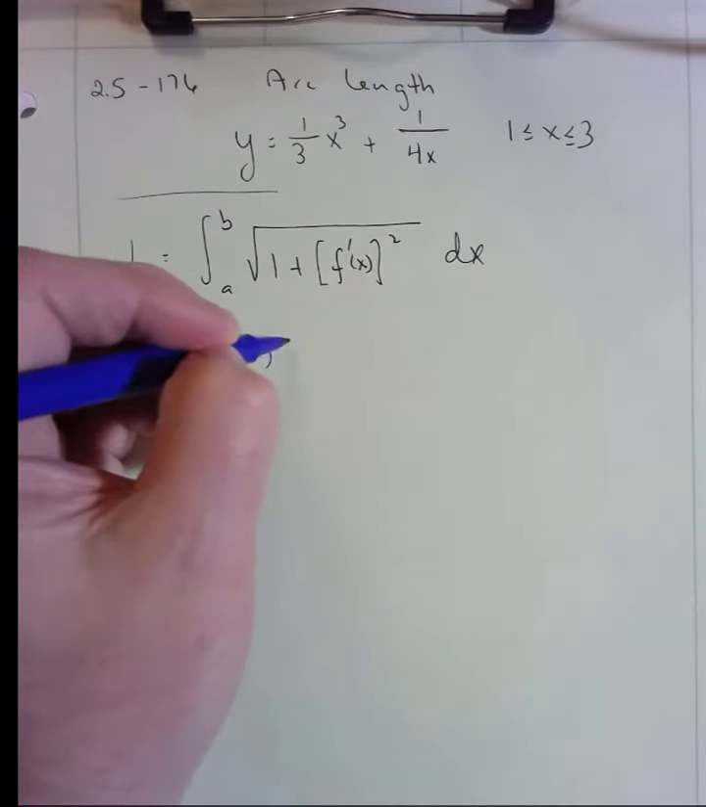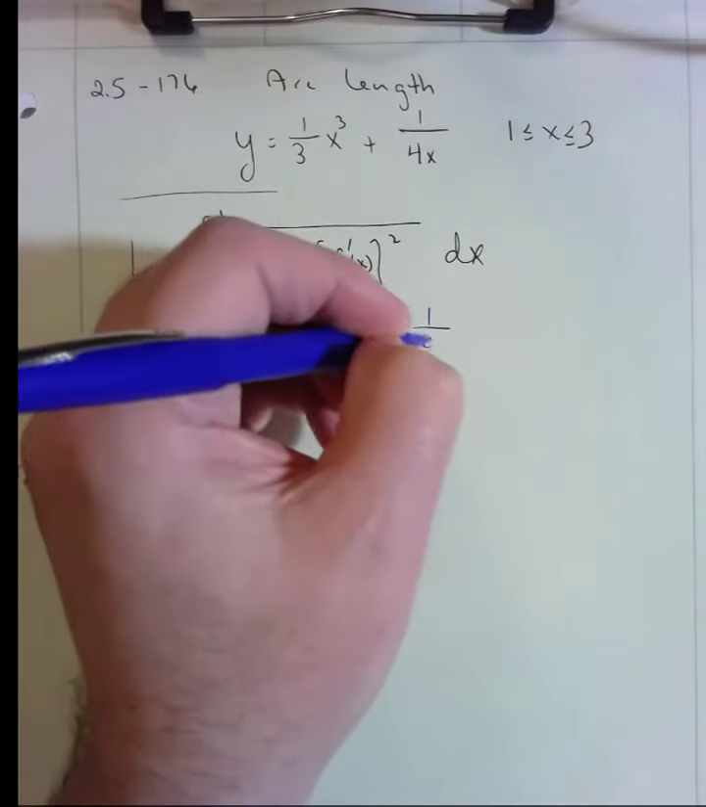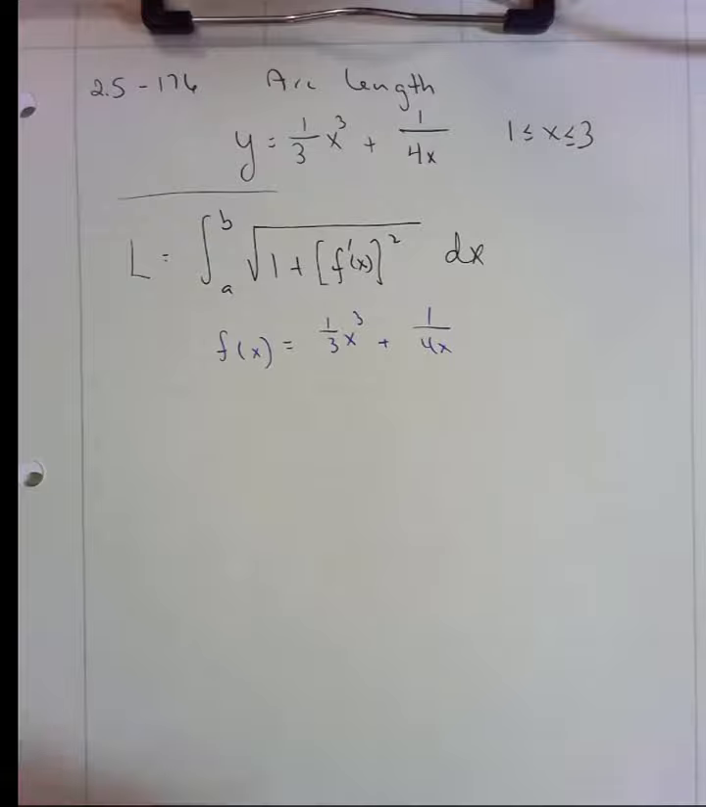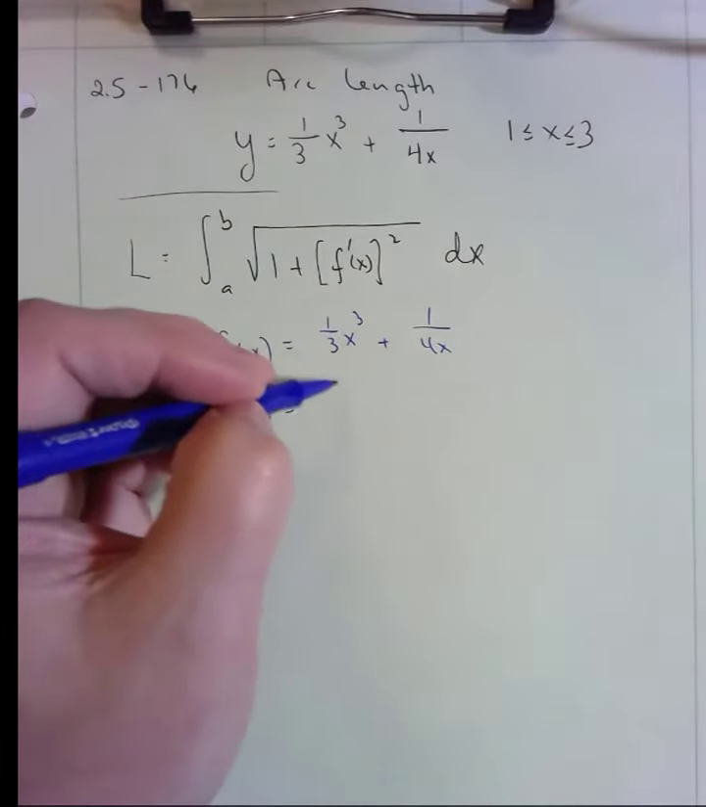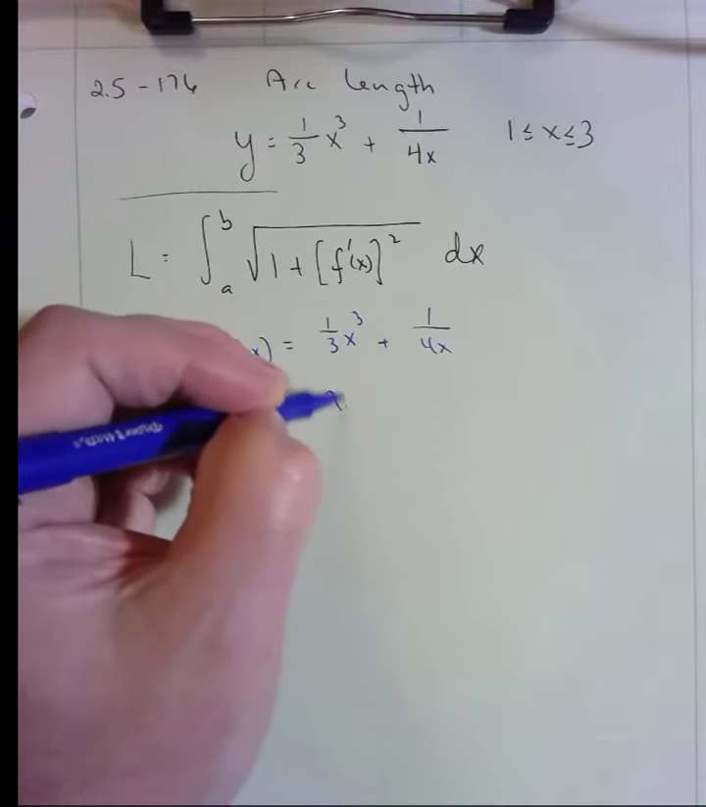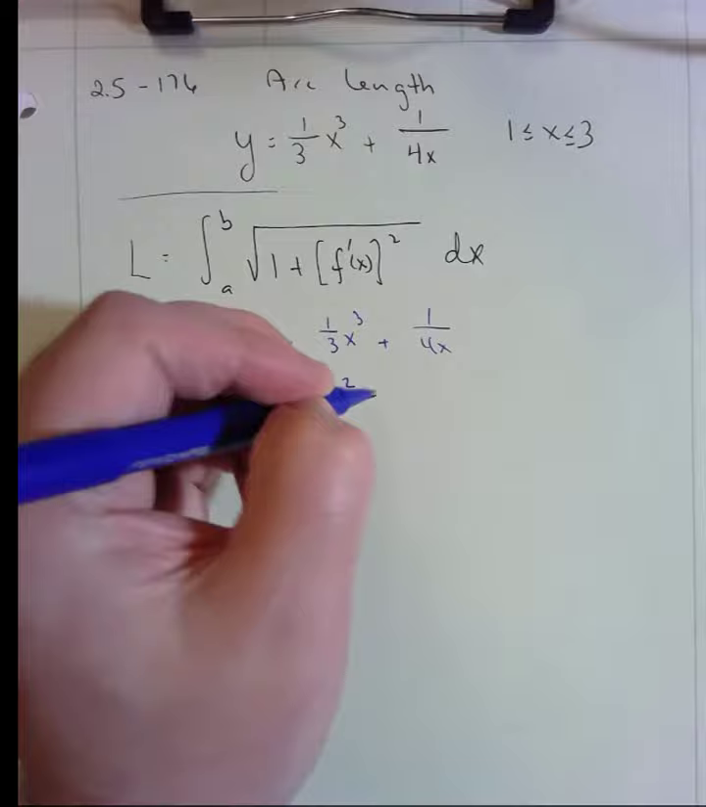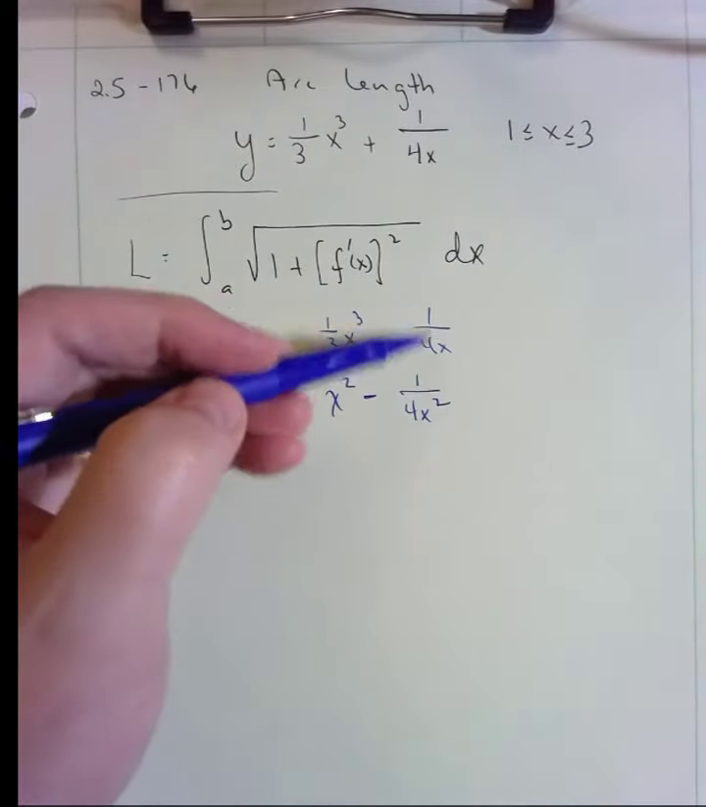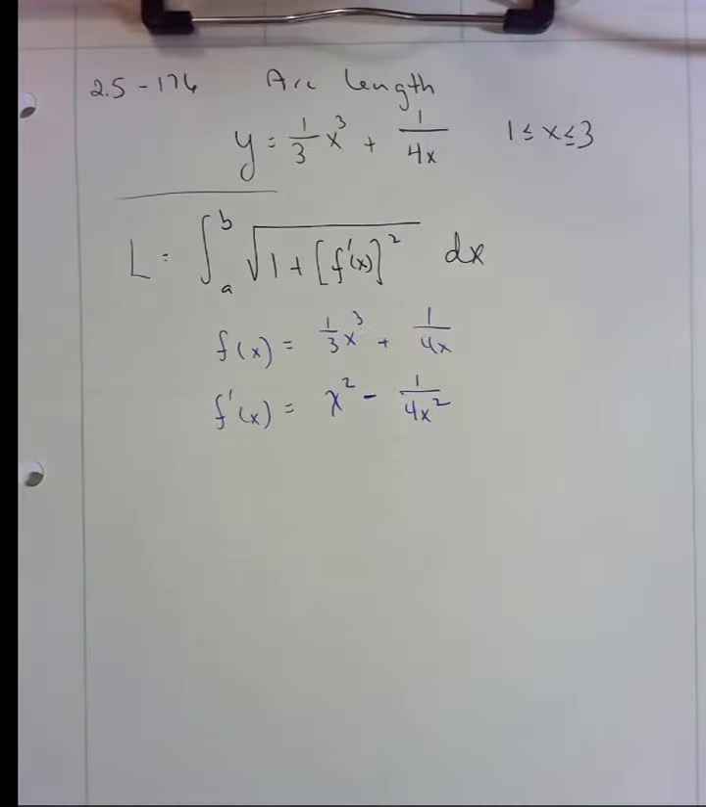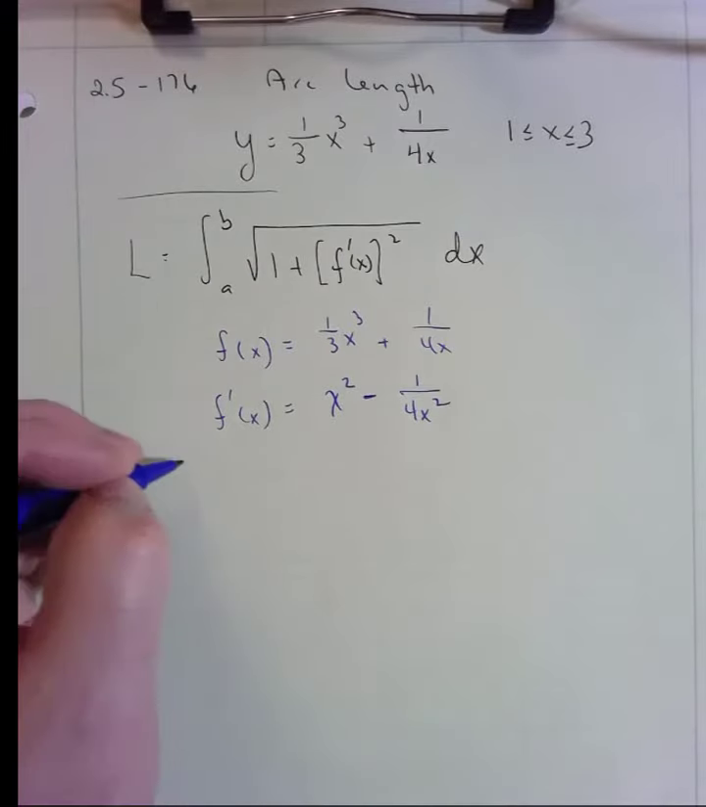So the original function is 1/3 x cubed plus 1 over 4x. The derivative, f prime, is then going to be, this is easy, bring down the 3, get x squared, and then minus 1 over 4x squared, because this is 1/4 times x to the minus 1, so the derivative is negative 1/4 times x to the minus 2. All right, now we got to square this thing. Ugh.